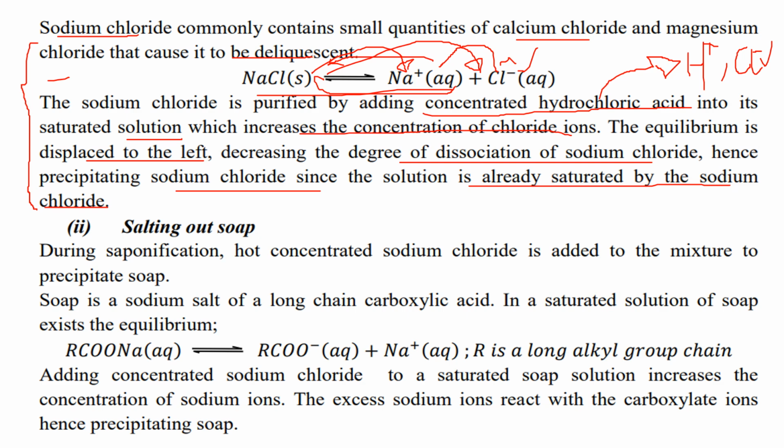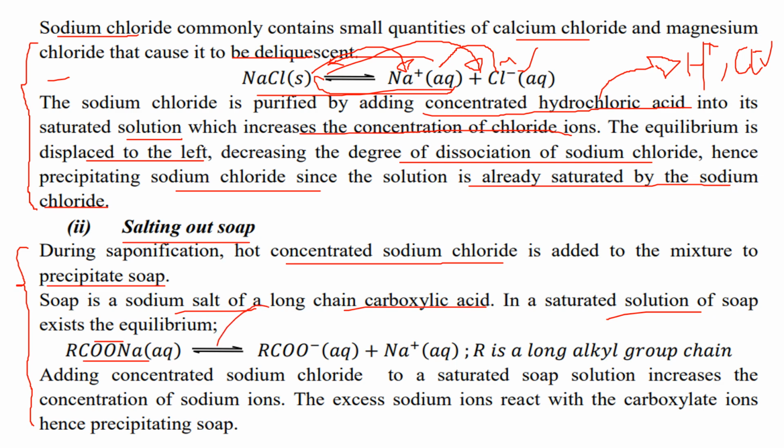Now let's look at salting out of soap. During saponification, hot concentrated sodium chloride is going to be added to the mixture so that we can precipitate out our soap. We are going to be looking at this under applications in organic chemistry, under polymerization or saponification. So we are going to be saying that here, soap is a sodium salt of a long chain carboxylic acid, and in a saturated solution of soap, soap ionizes according to the following.